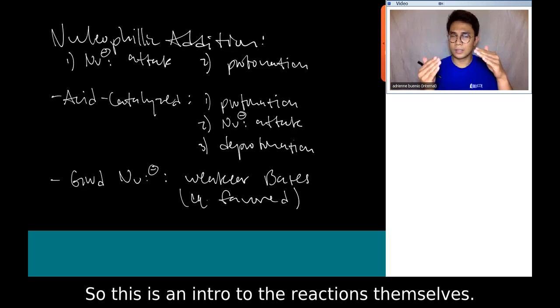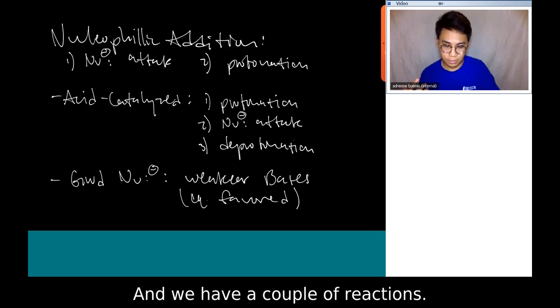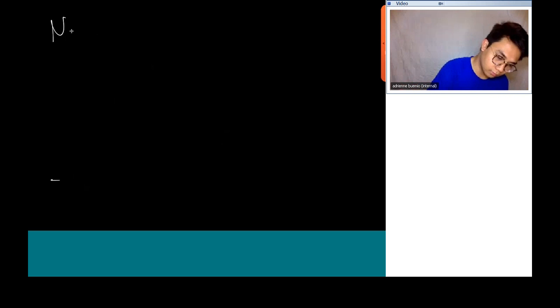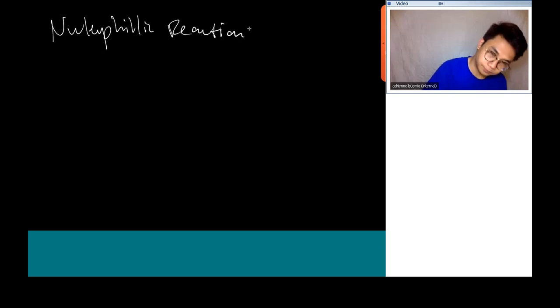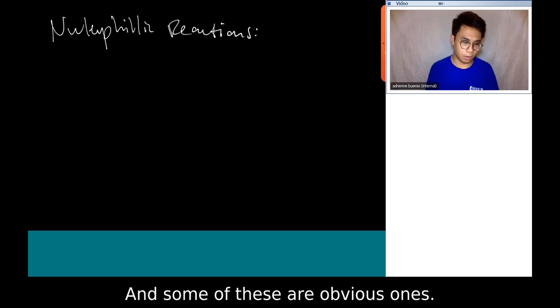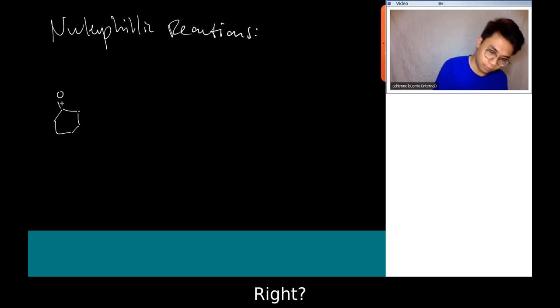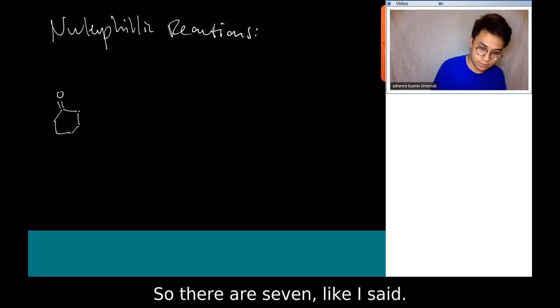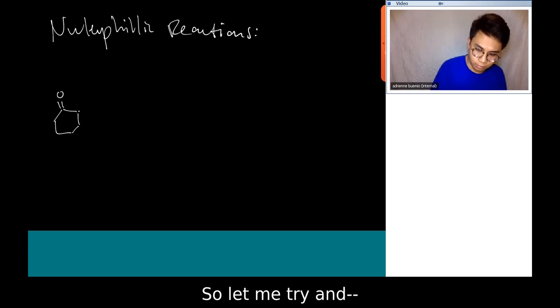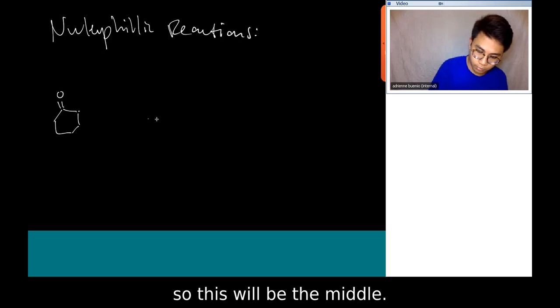So this is an intro to the reactions themselves, and we have a couple of reactions. We have 7, right? And some of these are obvious ones. So let's start off with our decoy, right? So there's 7, like I said. So let me try, and so this will be the middle.